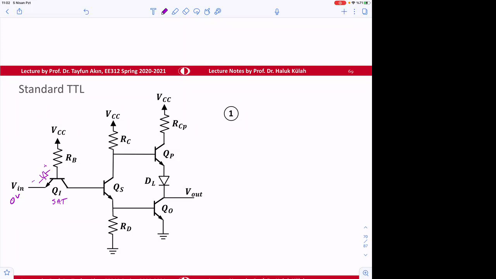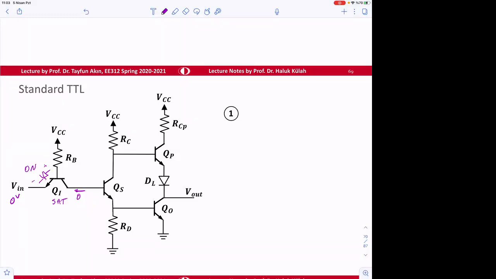We discussed this because this is going to be on. This junction is on. When this junction is on, again, it cannot draw any current here. So the current here is going to be 0. So this current is going to be 0. Therefore, transistor is in SAT. Okay, so we justified that before.